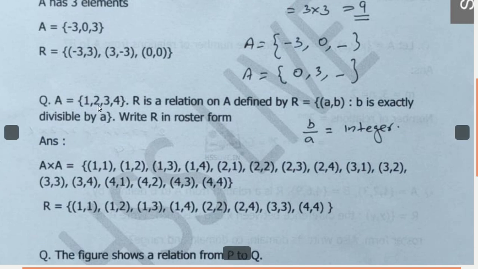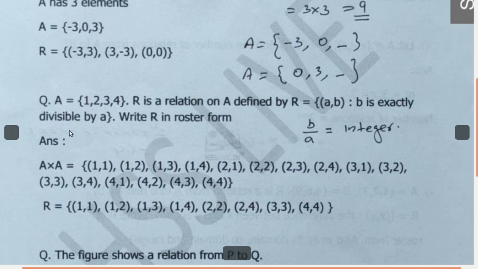Then, firstly we are finding A cross A. So A cross A means what? (1, 1), (1, 2), (1, 3), then (1, 4), (2, 1), (2, 2), (2, 3), (2, 4), (3, 1), (3, 2), (3, 3), (3, 4), (4, 1), (4, 2), (4, 3), (4, 4). Then what about capital R relation?